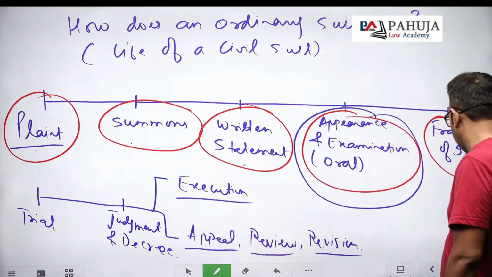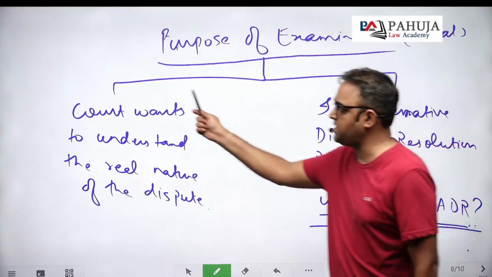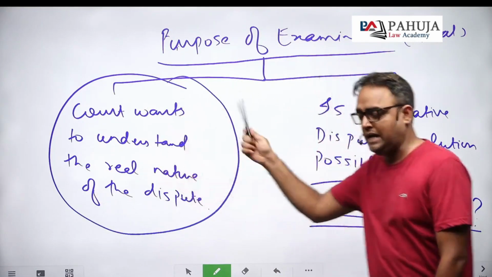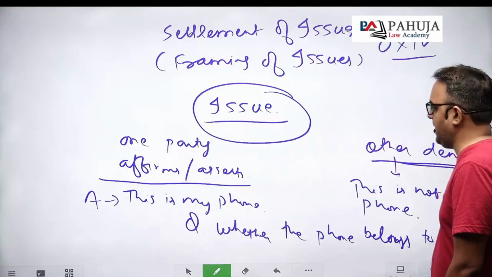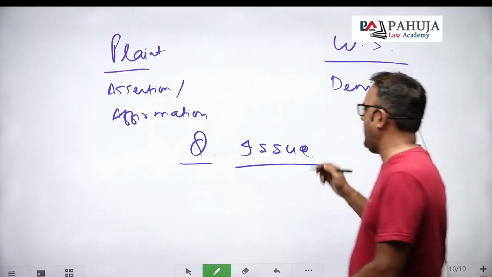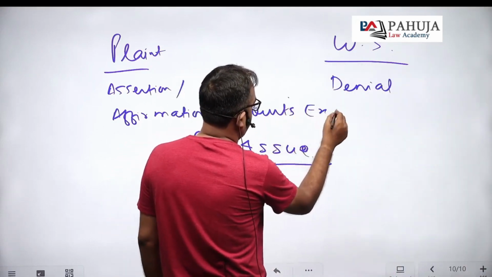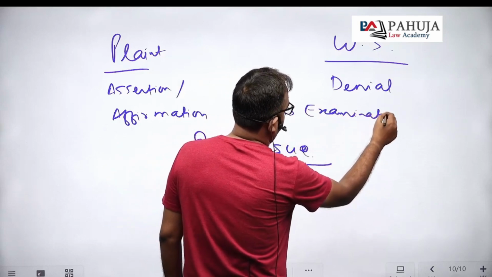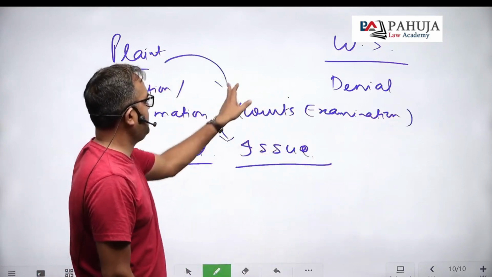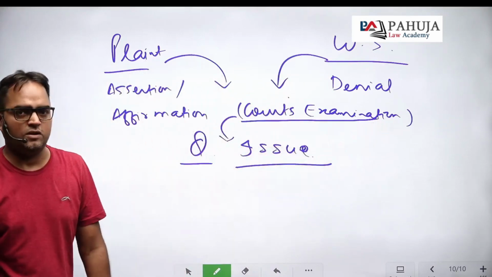देखो यहाँ पर जब कोर्ट का एग्जामिनेशन की हम लोग बात कर रहे थे, कोर्ट के एग्जामिनेशन में हम लोगों ने क्या कहा था, first part is the court wants to understand the real nature of the dispute and then the court understands कि इन लोगों में प्रॉब्लम क्या है. तो प्लेंट में असर्शन, WS में डिनायल and then the court's examination, all of these things they are helpful for the court to frame issues.